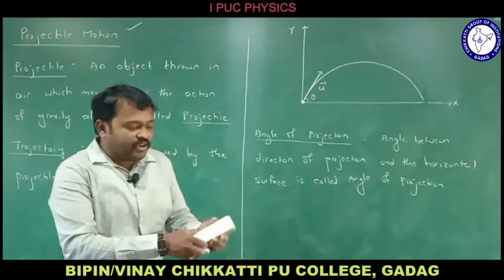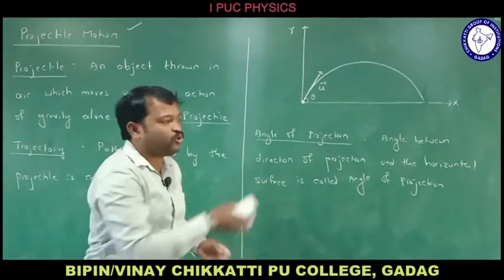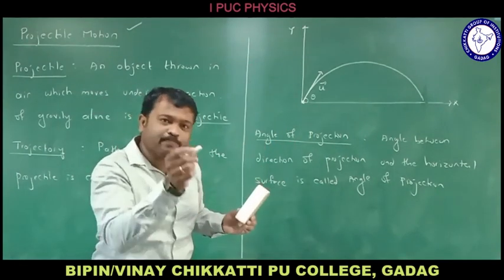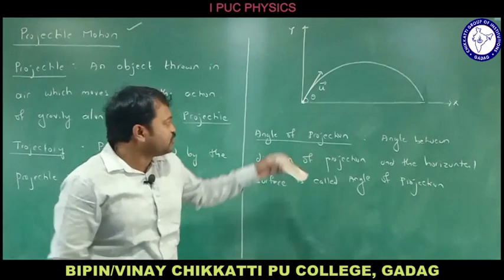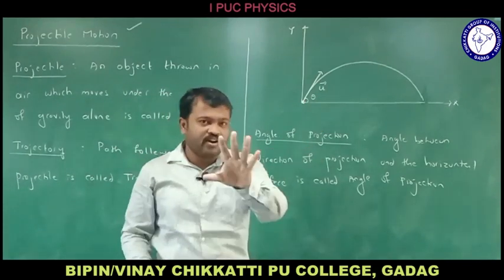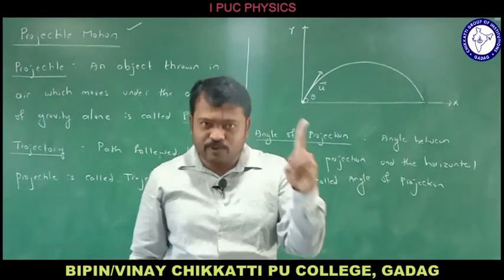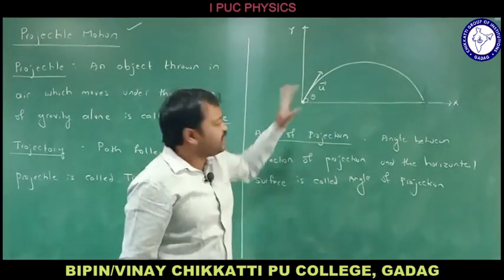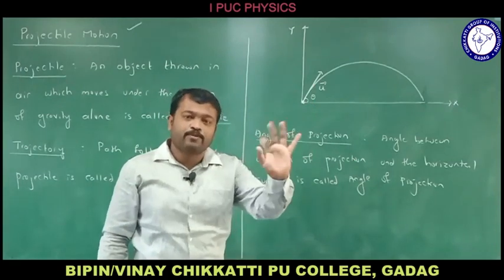For example, if I'm throwing like this, this angle is called the angle of projection, right? The angle is always measured from the horizontal surface. So we have learned three definitions: what is a projectile, what is a trajectory, and what is the angle of projection.